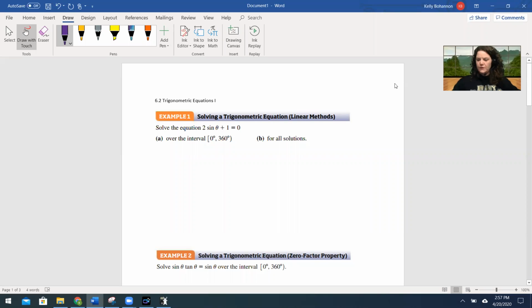Okay, this is the first example from 6.2, which is trigonometric equations. So we're actually going to be using all of the stuff that we learned about the trig identities and just algebra to solve equations that involve trig functions. Before we do that, I wanted to make sure that we go over one thing about them.